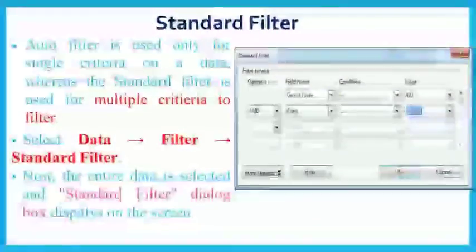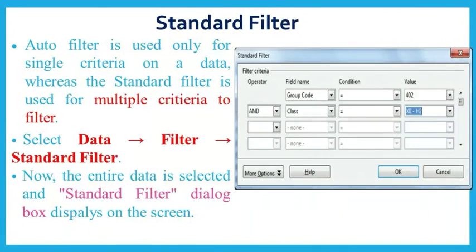And the next one is standard filter. Auto filter is used only for a single criterion on data, whereas the standard filter is used for multiple criteria to filter. To select standard filter, you can click on the standard filter icon from the standard toolbar. Otherwise, you can select data, filter, standard filter option from the menu bar. Okay. When you select any one of these options, the standard filter dialog box displays on the screen.